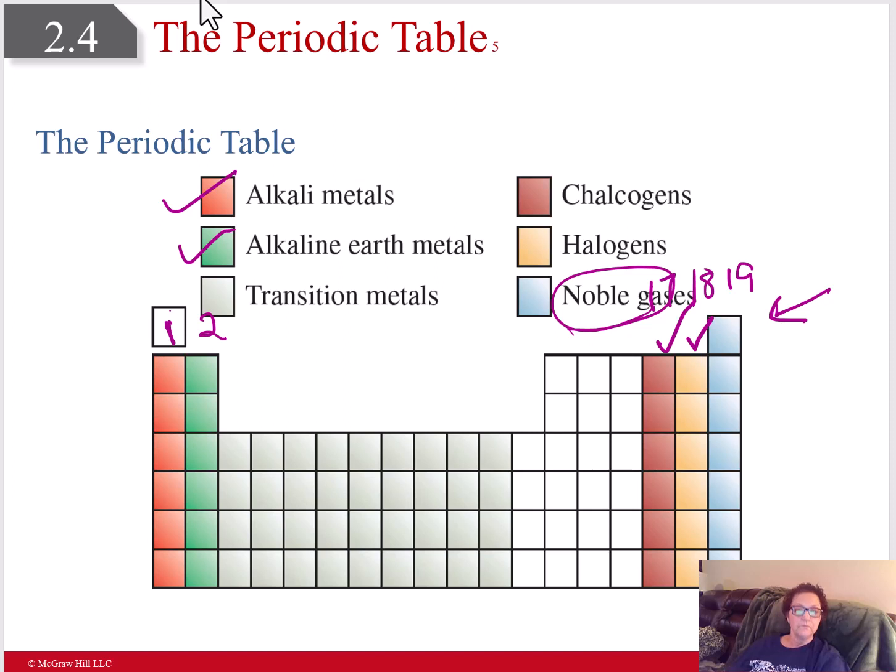So we can say that everything in this group will have the same characteristics, everything in the second group, and then the same for the others. Now, these are what we call transition metals. These are not going to really follow nice logical little rules all the time, and so that's why we look at those separately.